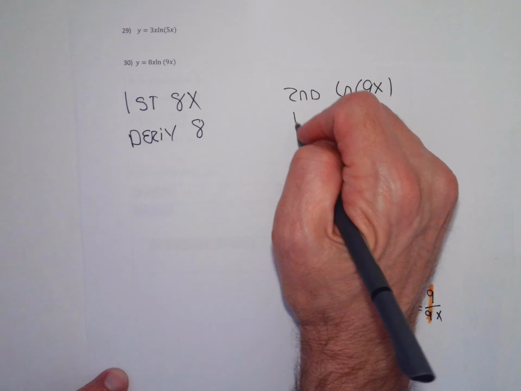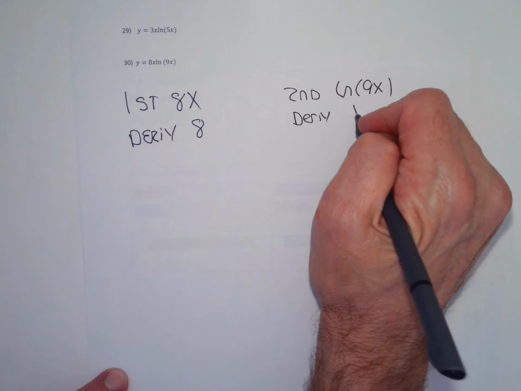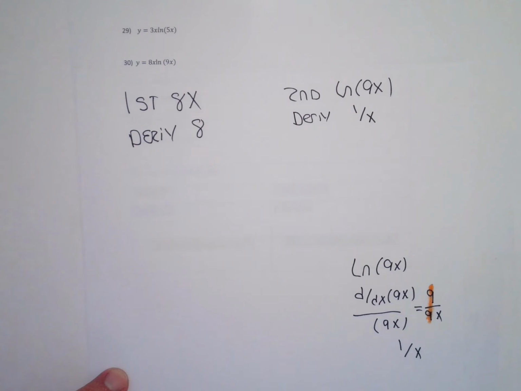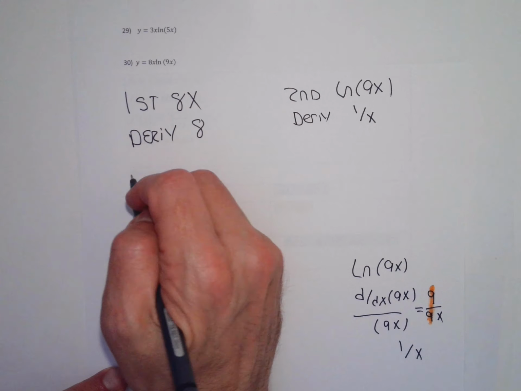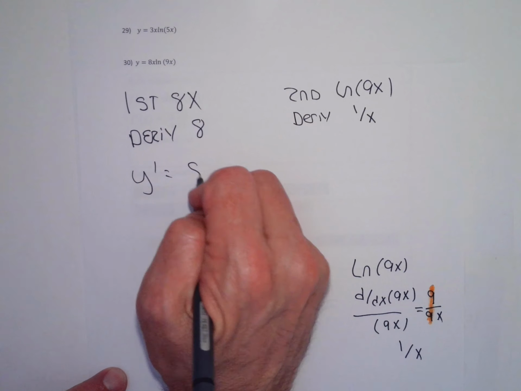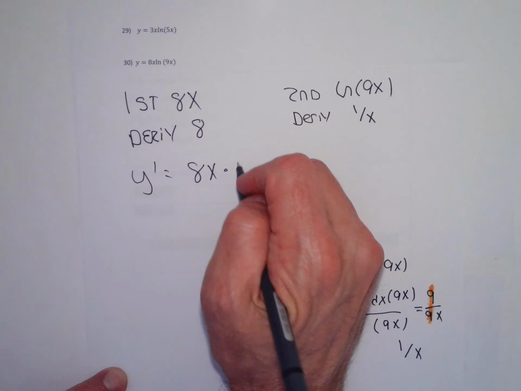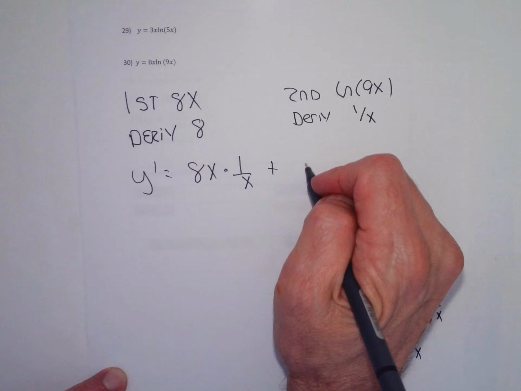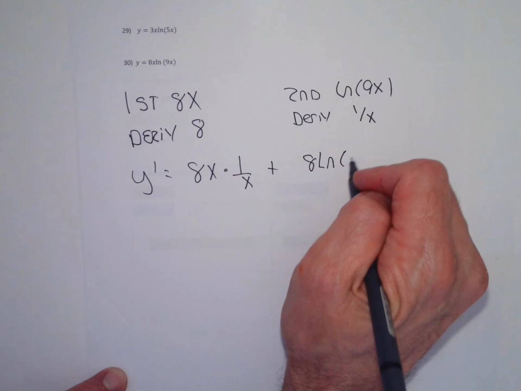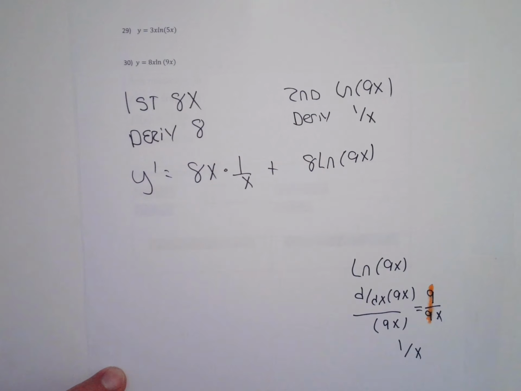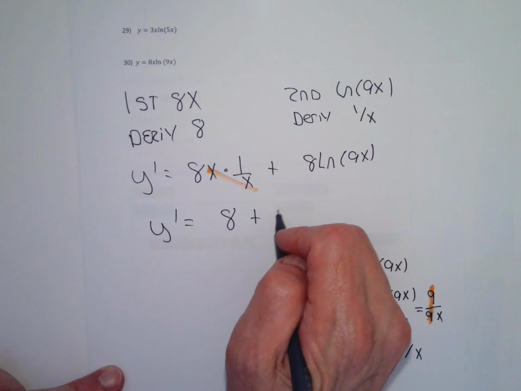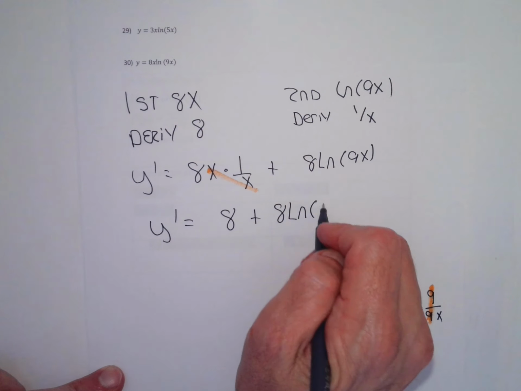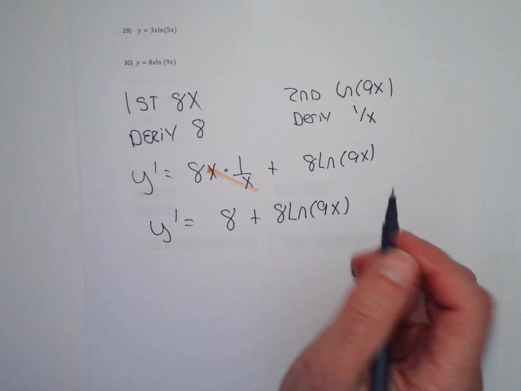So beneath the natural log of 9x, I'll put a 1 over x. Cross multiply, put a plus between. So the derivative is 8x times 1 over x plus 8 times the natural log of 9x. Cancel these x's and get something that's suitable for an answer unless I want to pull out a common factor of 8, which is fine. And if I want the x term written first, also fine. This is an okay answer.